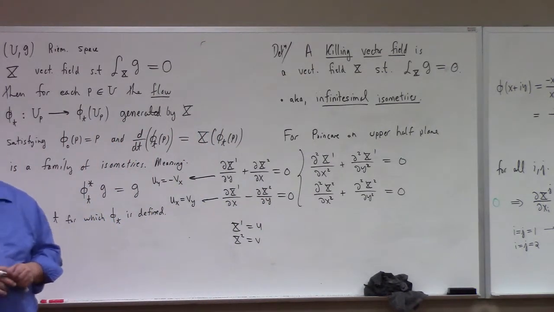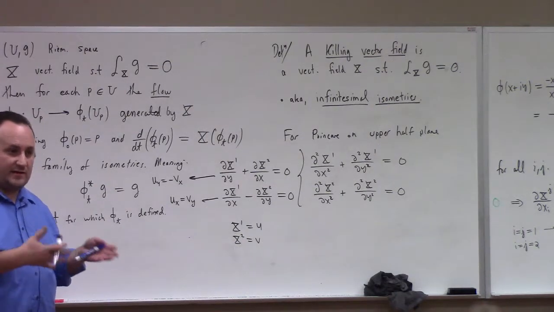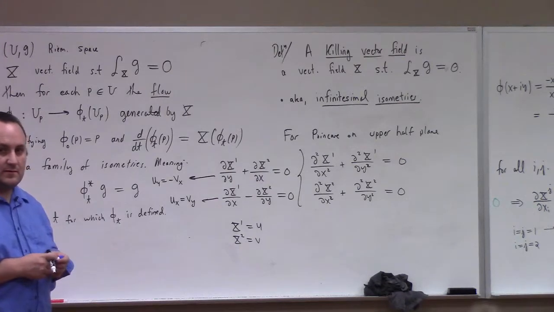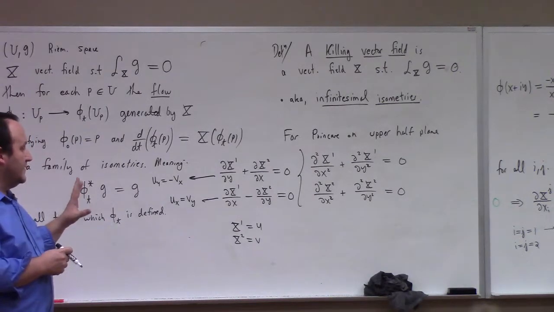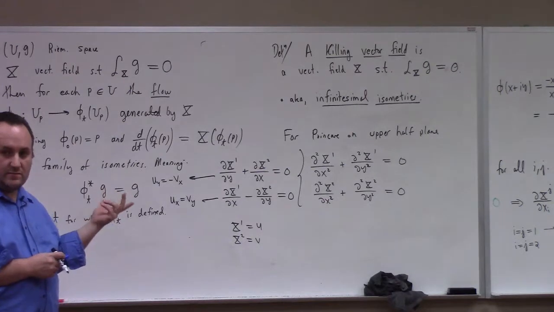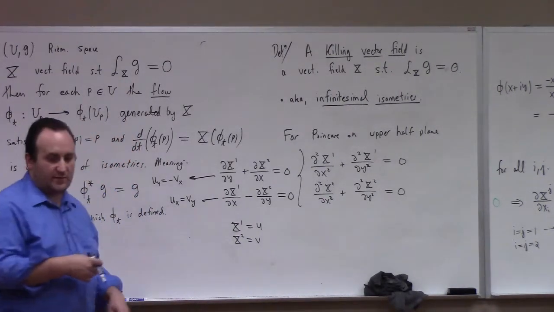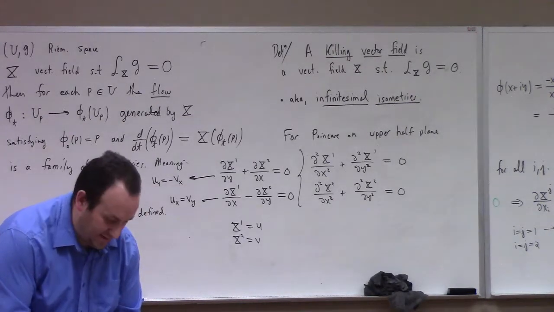So the Killing fields for the upper half plane with the Poincare metric tie into the study of harmonic functions. And in fact, the components of the Killing vector fields will actually appear as harmonic conjugates to a particular complex function. So anyway, I think it's really interesting.